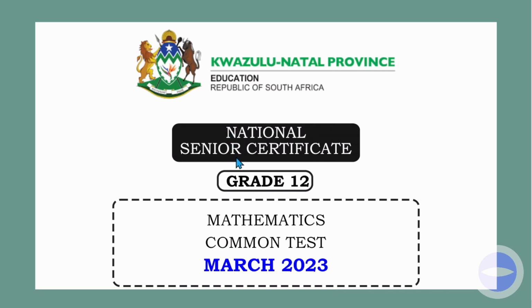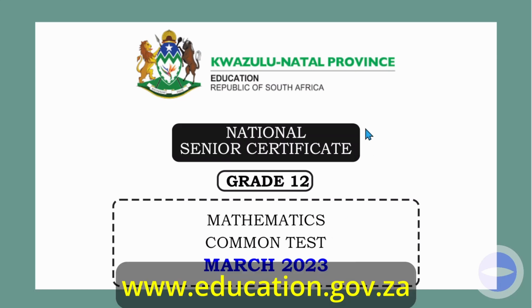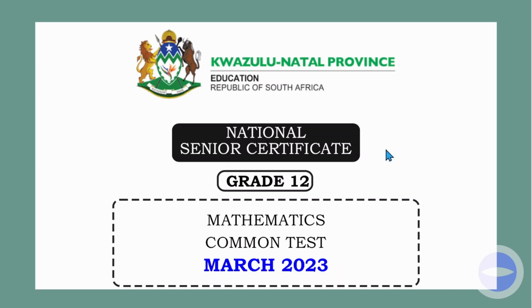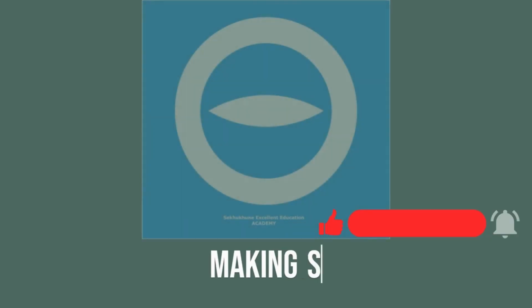Today I will be looking at the mathematics previous question paper. This paper was written in Kwa-Zulu Natal province. It's a mathematics common paper, written in March 2023. If you need this paper, it can be found on the Department of Basic Education website. Today I'll be looking at sequences and series. Without wasting more time, let's get to it.